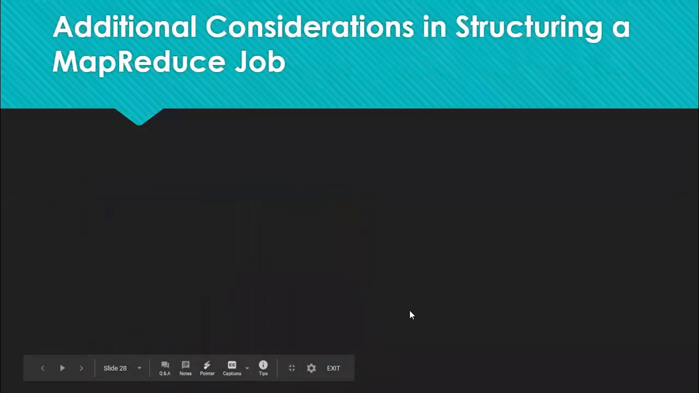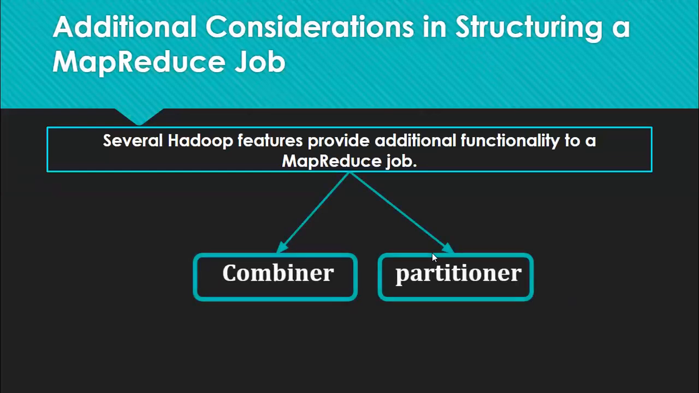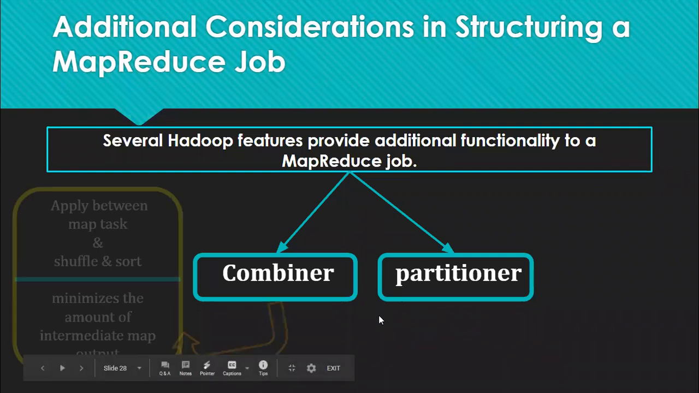Now we'll start with a new point today: what additional considerations are required while structuring a MapReduce program or job. Several Hadoop features provide additional functionality to a MapReduce job. So apart from map, reduce, shuffle, and sort, there are two main functionalities you can also use while writing code. One is called the combiner and the second is called the partitioner.